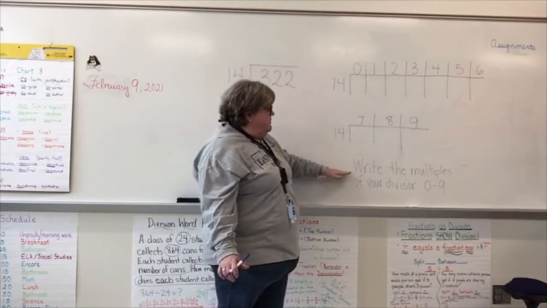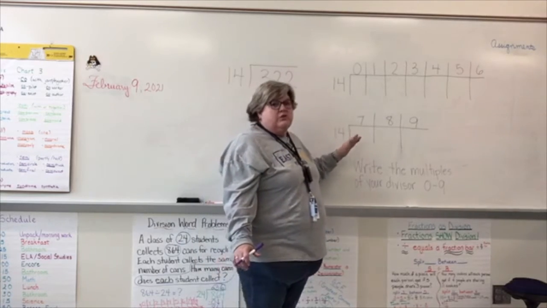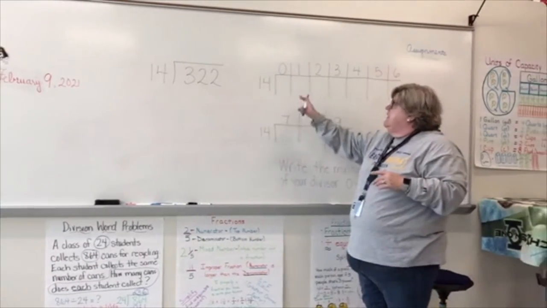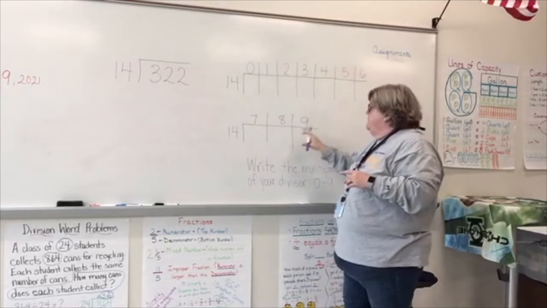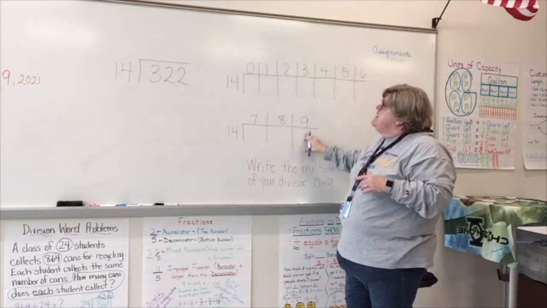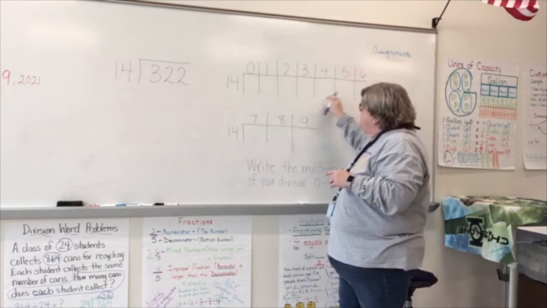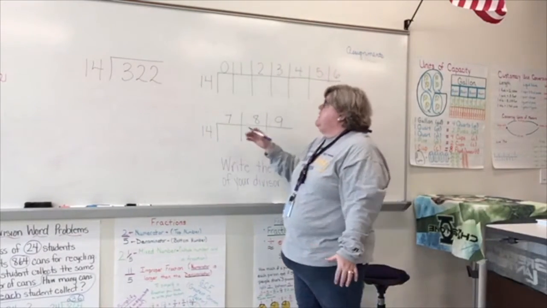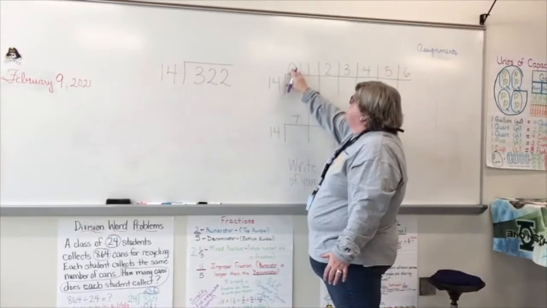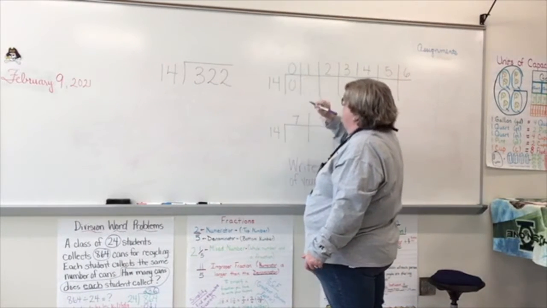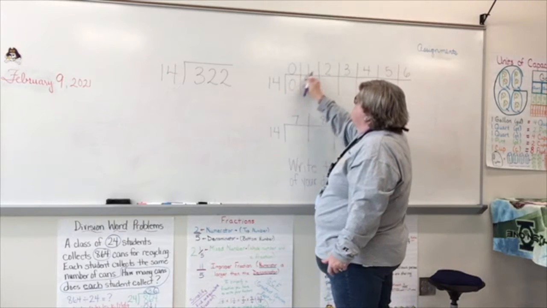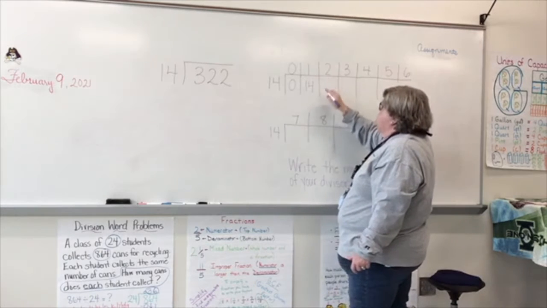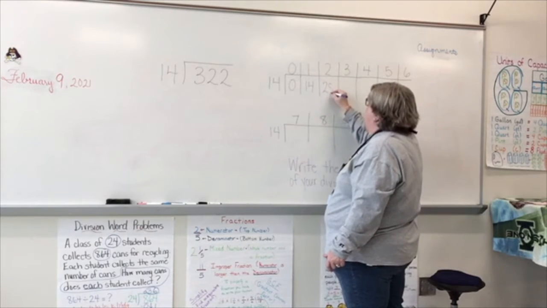I have my students write their multiples of the divisor, in this case 14, from 0 through 9. Then they can use these multiples to help them solve the division problem. So I would say 14 times 0 is 0. 14 times 1 is 14. 14 times 2 is 28.